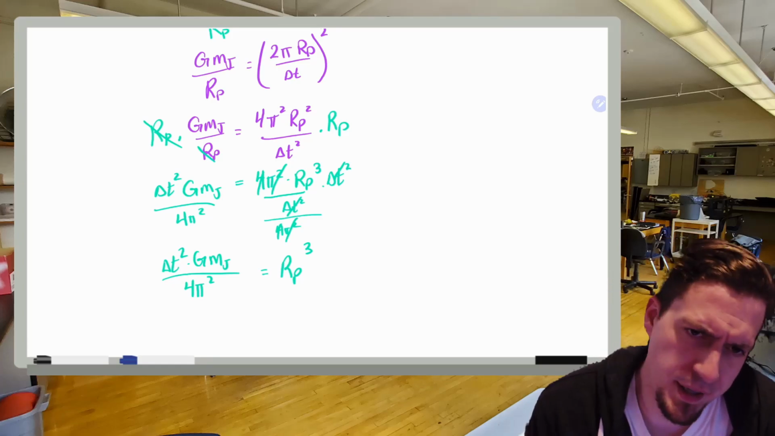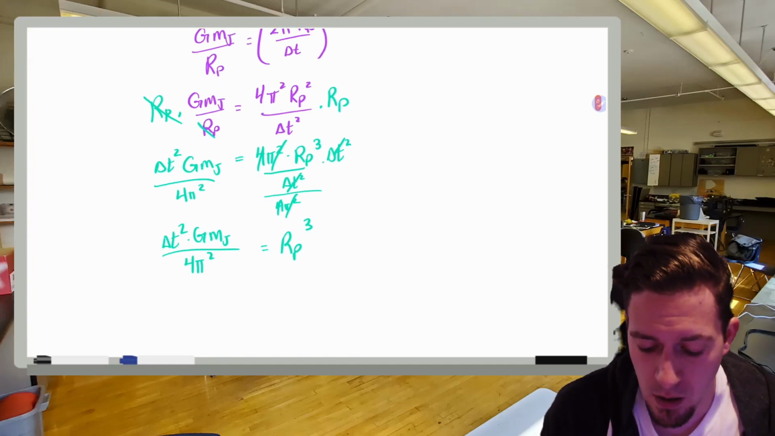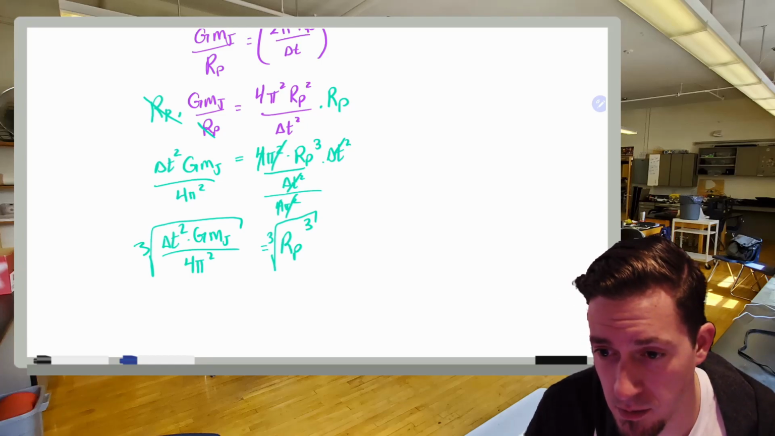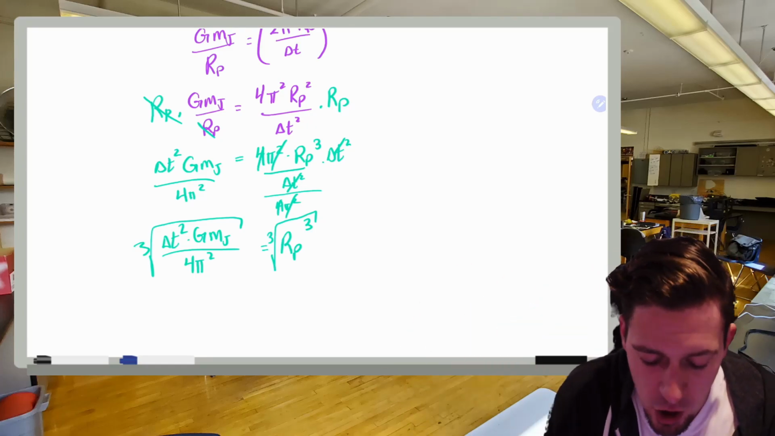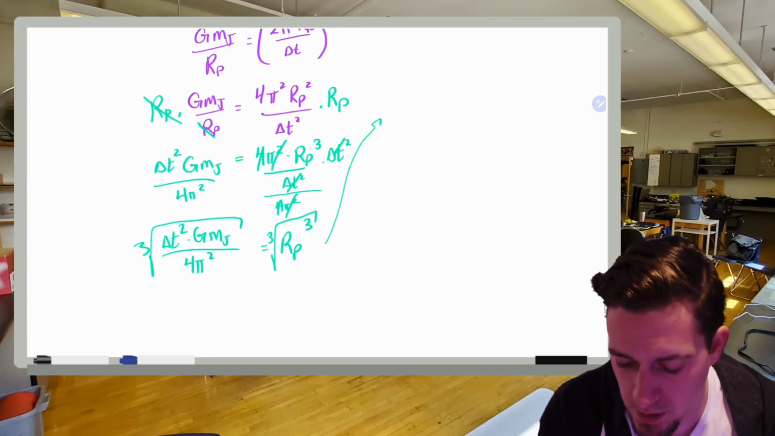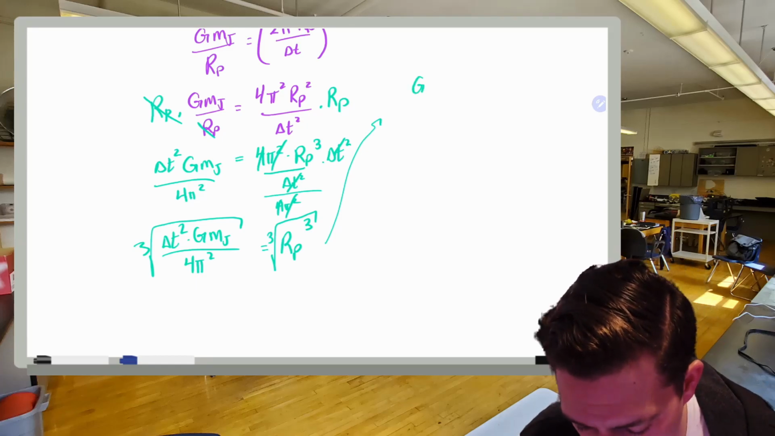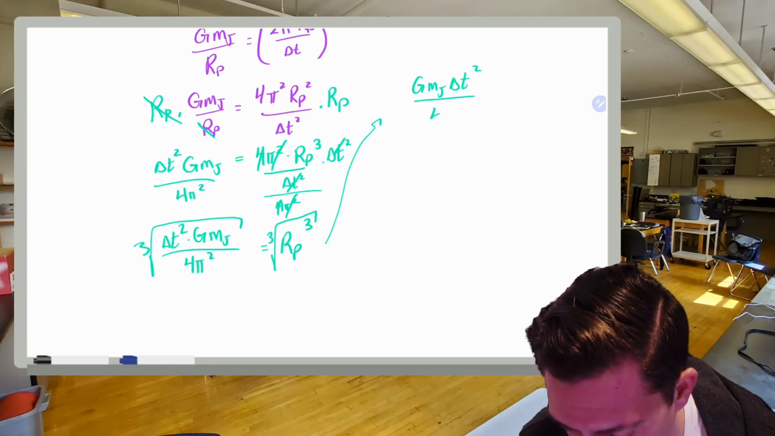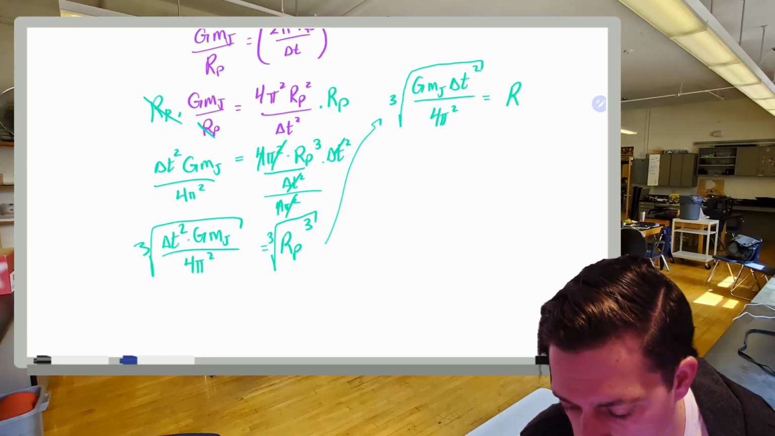Now, if I wanted to, I can rearrange the numerator to put it in a different order. But the only way to get RP all alone by itself is that nasty cube root. So I cube root both sides, and let me move this over here so I can leave this on the screen for you to see. I'm partial to rearranging the numerator because I feel like big G should always be out front. This is the cube root of G MJ delta T squared divided by 4 pi squared, and this is equal to RP.